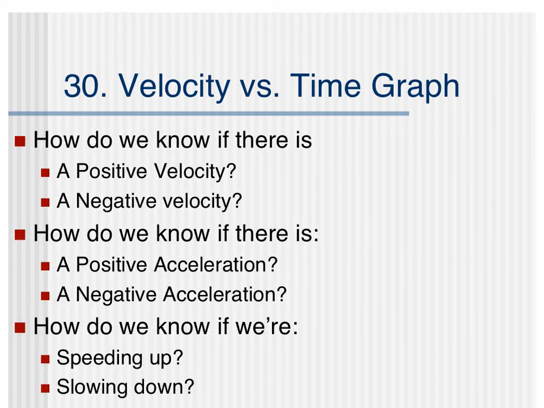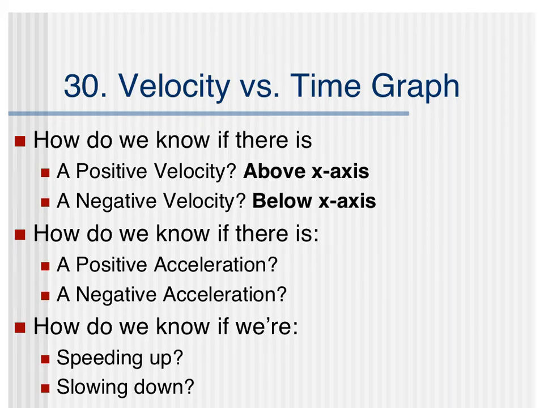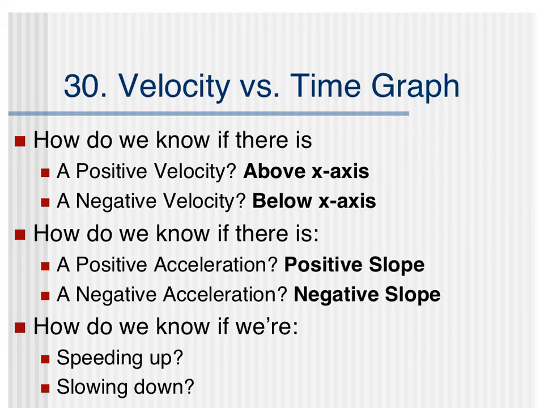Moving on to some more specific questions, we'll start once again with how do we know if there's a positive or negative velocity? We're simply reading the axis, so if this is our graph here. If we're up here above the axis, that's positive land, and we have a positive velocity. If we're down here below the x-axis, that's negative land, and we have a negative velocity. Positive or negative acceleration? Well, now acceleration is slope, so in order to determine a positive or negative acceleration, we're simply looking at do we have a positive slope or do we have a negative slope, because slope is the acceleration.